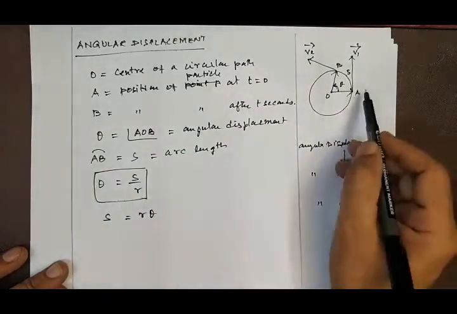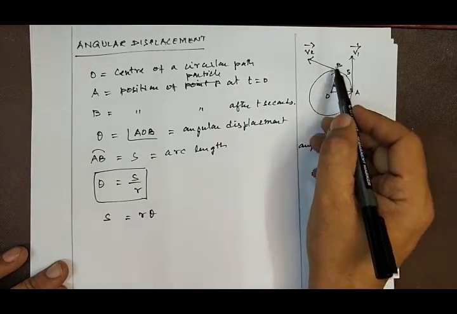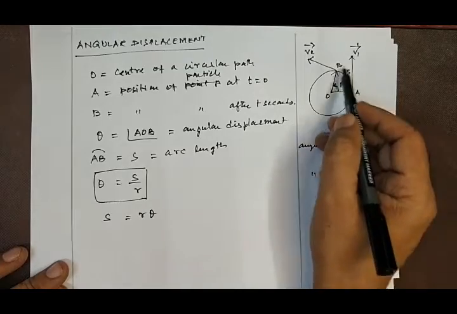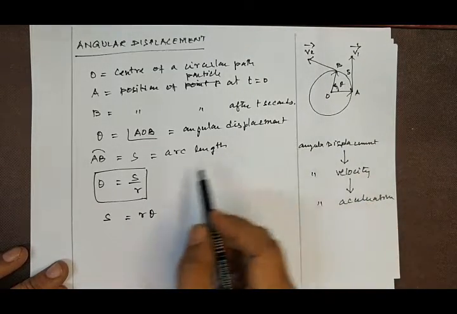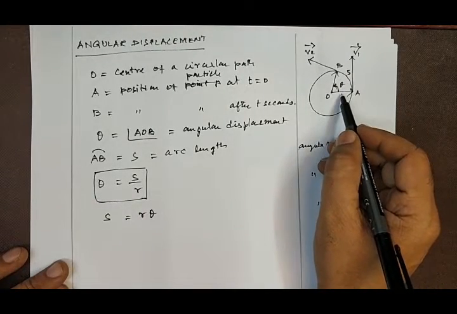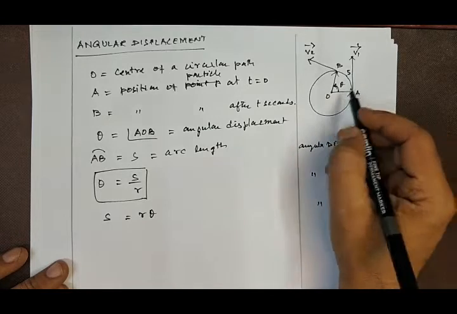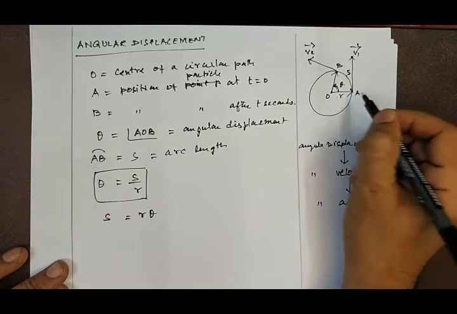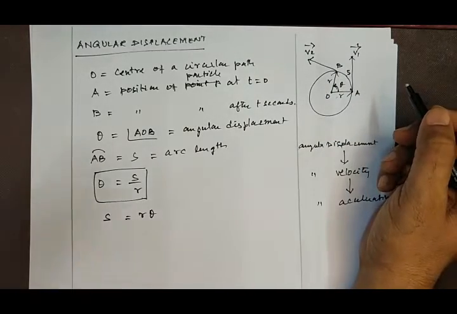Now let me consider the arc length, and that is the displacement in a circular fashion, is it not? So that is nothing but arc length. So we know theta is equal to this arc length divided by r. That is S is equal to r into theta. What is our OA? The radius. OA is equal to OB. So both of them are same.